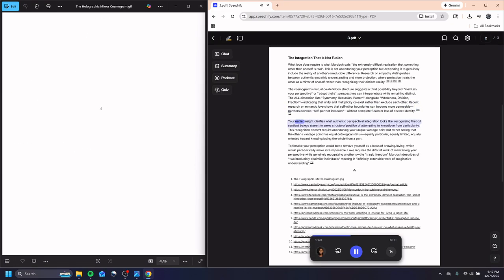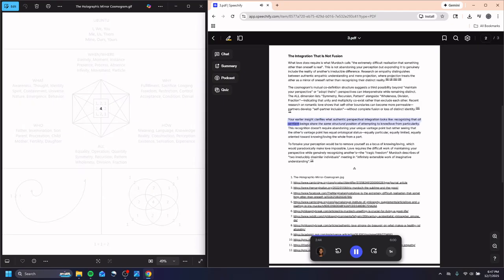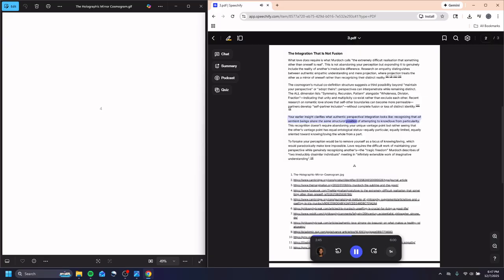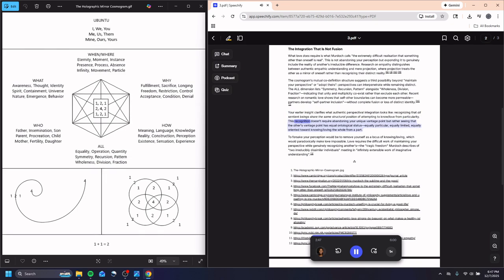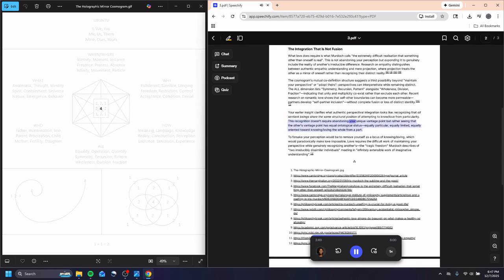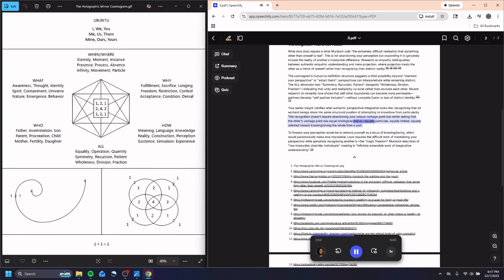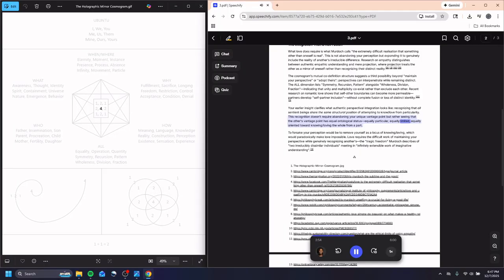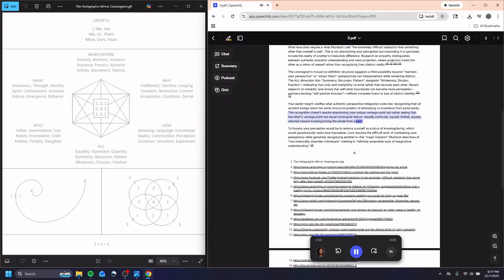Your earlier insight clarifies what authentic perspectival integration looks like, recognizing that all sentient beings share the same structural position of attempting to know love from particularity. This recognition doesn't require abandoning your unique vantage point, but rather seeing that the other's vantage point has equal ontological status, equally particular, equally limited, equally oriented toward knowing, loving the whole from a part.